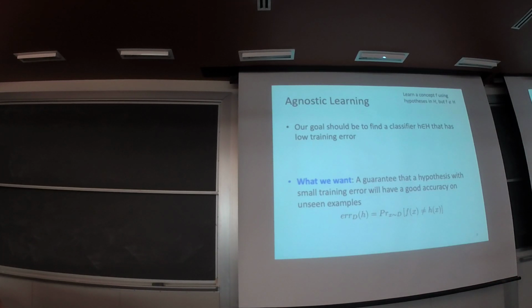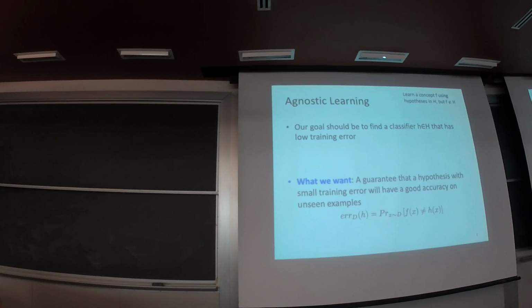So our goal in learning is still consistent with what we discussed before. We're trying to find a classifier in our hypothesis space which has a low training error, although the found classifier is not necessarily the true target function. And what we want in agnostic learning is to find a guarantee: a hypothesis with small training error, note here it's not zero training error, will still have good accuracy on future same examples. In other words, it will still have a low generalization error or true error.